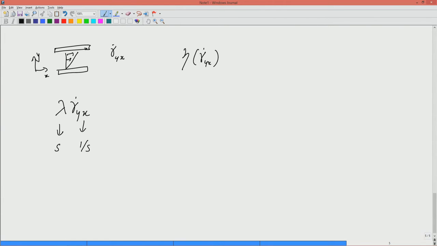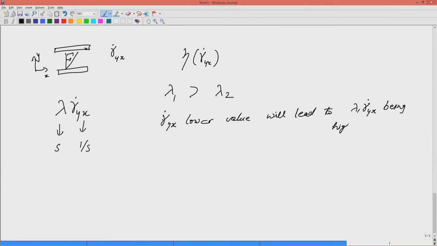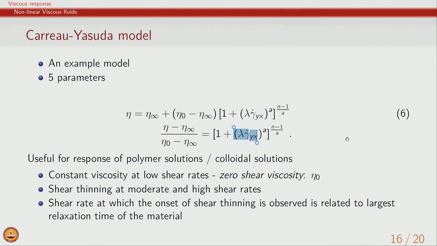And so, you can have two materials with lambda 1 and lambda 2 as the relaxation times. Then what you can see clearly is that a lower gamma dot yx value will lead to the product being a higher value because lambda 1 itself is high, or conversely, because lambda 2 is low, the product itself will be a lower value. So, you can see that two different fluids can have similar responses provided we adjust the shear rate differently.